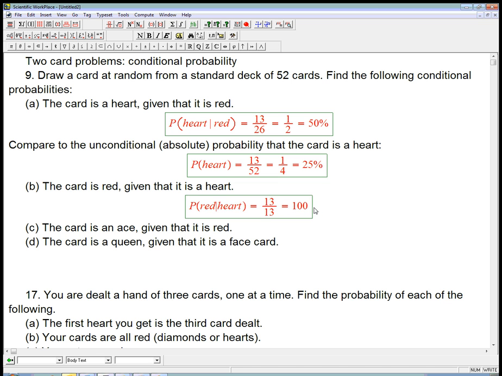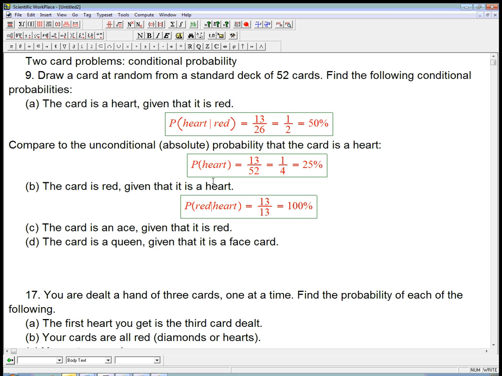So that must mean there's sort of an easier way to think about this. If you know it's a heart, you're absolutely certain it's red, because heart is a subset. It's a special case of the event red. So this is a very special case of conditional probabilities. If the event that you know is true is actually a subset of the event that you're interested in, you're always going to get 100% for the conditional probability.